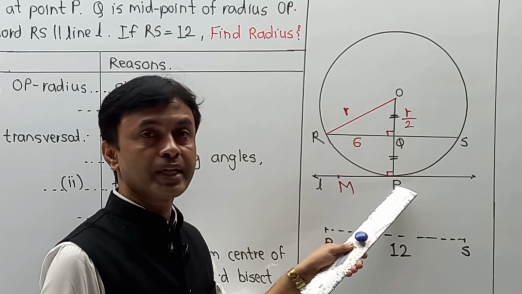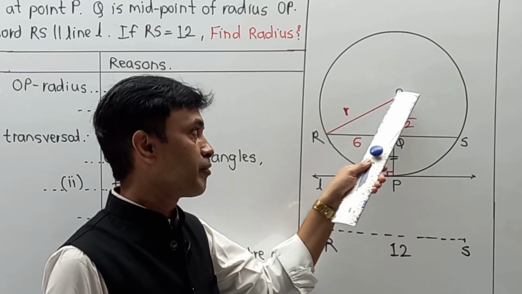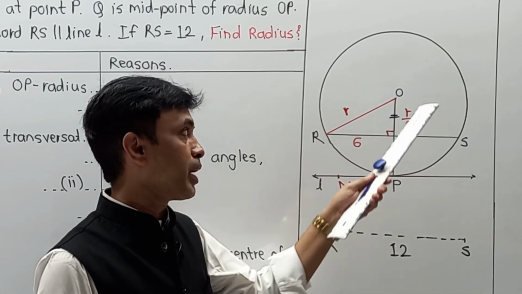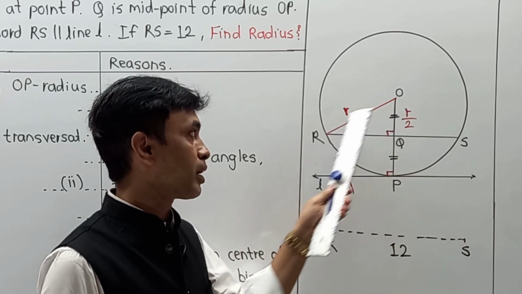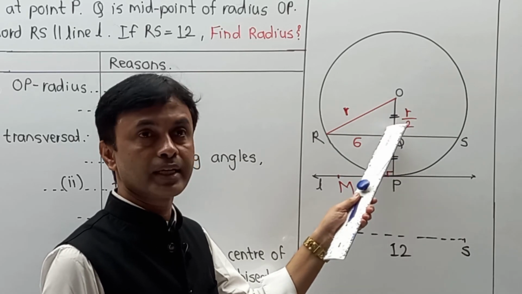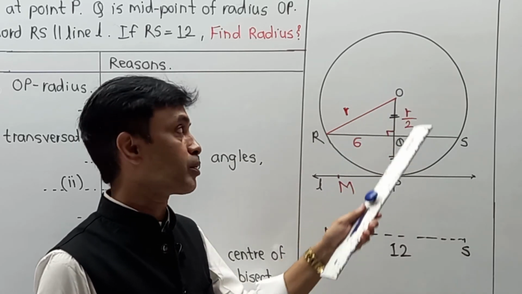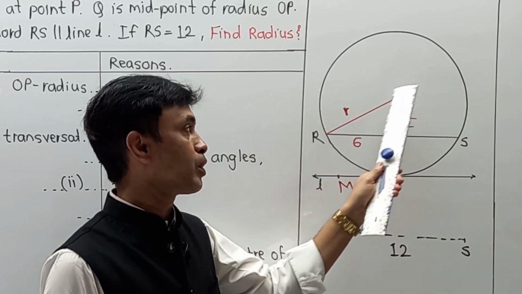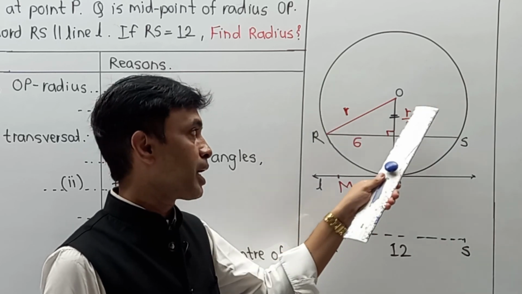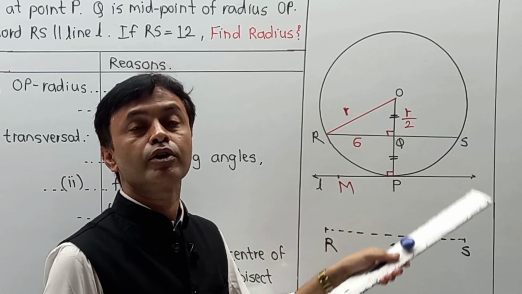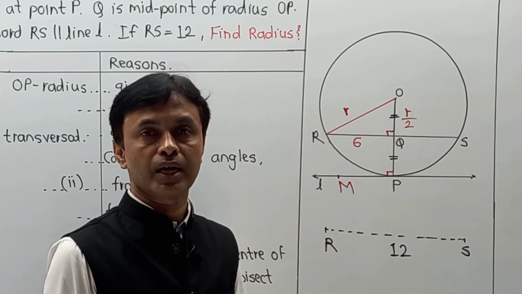If total OP is the radius R, then half of that means OQ is R by 2. Also we have an angle, that angle OQR is 90 degrees. If it is 90 degrees, then we are going to use Pythagoras theorem. OQ square plus RQ square is equal to OR square, and (R by 2) square plus 6 square is equal to R square, and according to that we are going to find the radius of circle R.